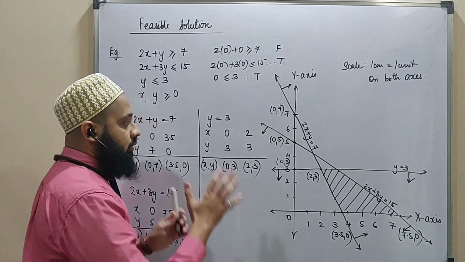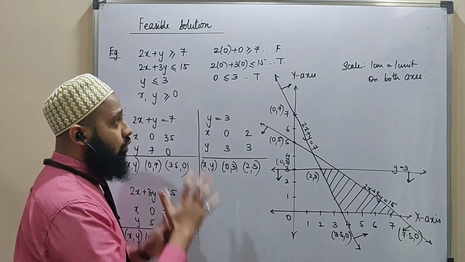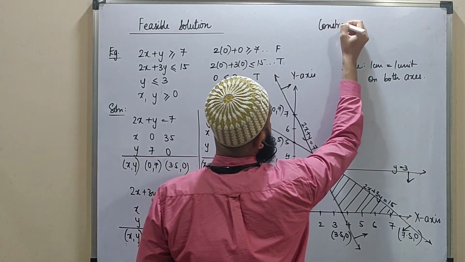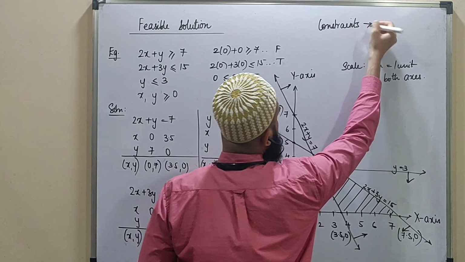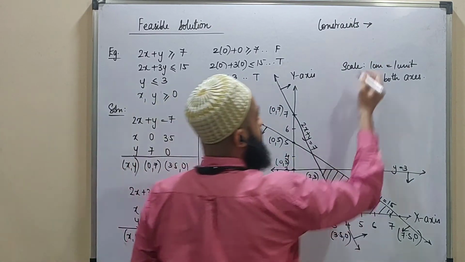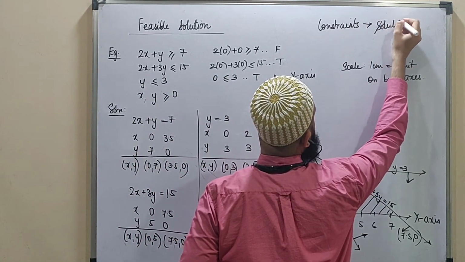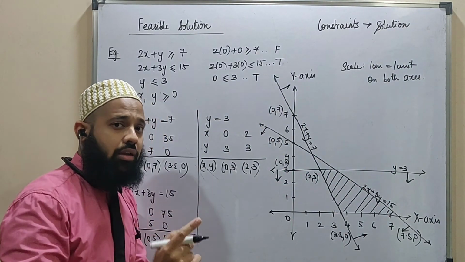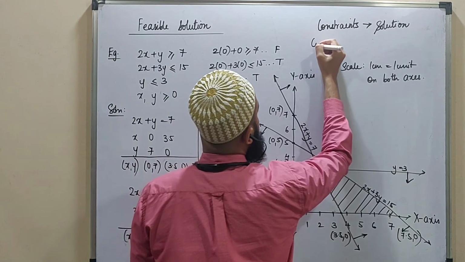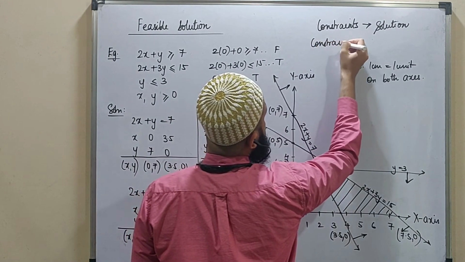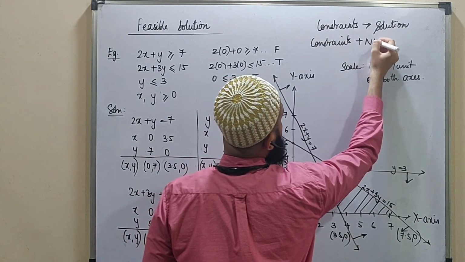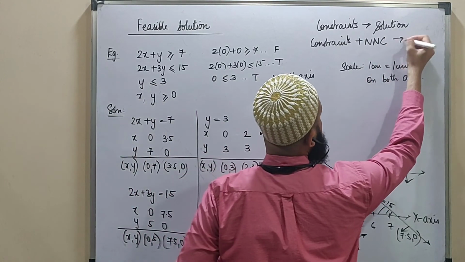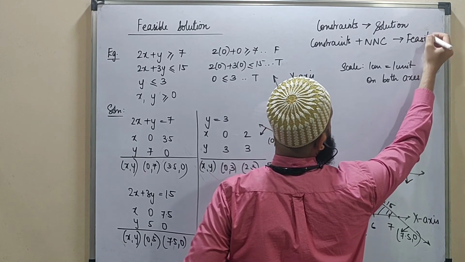Okay, as a conclusion, what do we know? That when we have the constraints, they give us the solution. So that was what we learned previously. And now, along with the constraints, if I add the non-negativity constraints, so I have the constraints plus the non-negativity constraints, then I will get something called as the feasible solution.